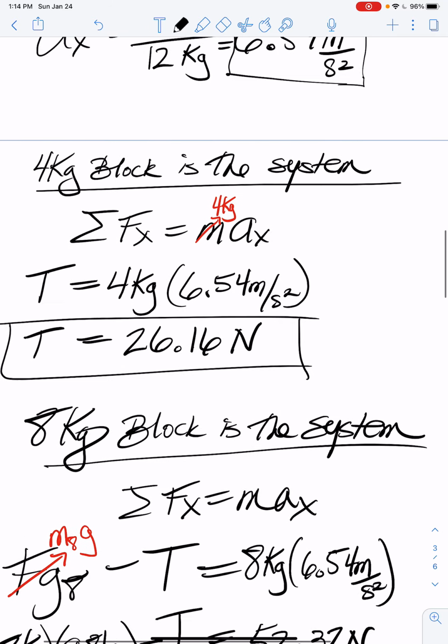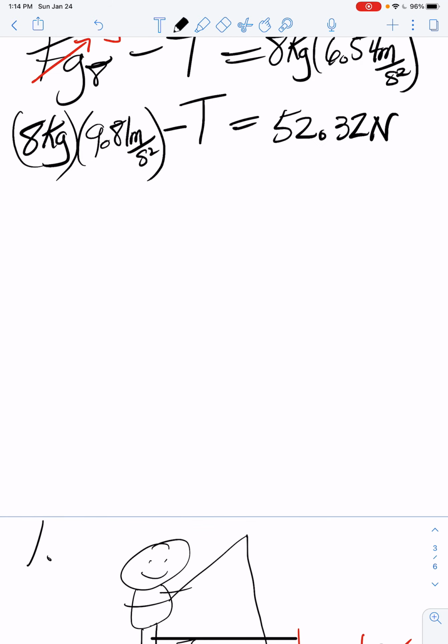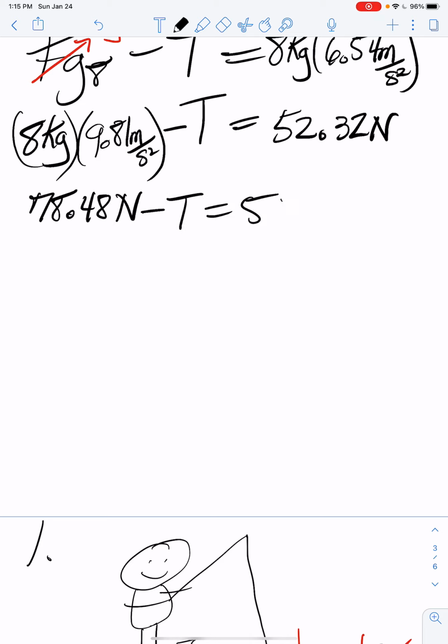All right, 8 times 9.81. Didn't we do that? I feel like I did that one already, but maybe not. Let's go ahead and multiply that. 78.48. All right, subtract that to the other side. So I'm saying we'll subtract 78.48 newtons from both sides.